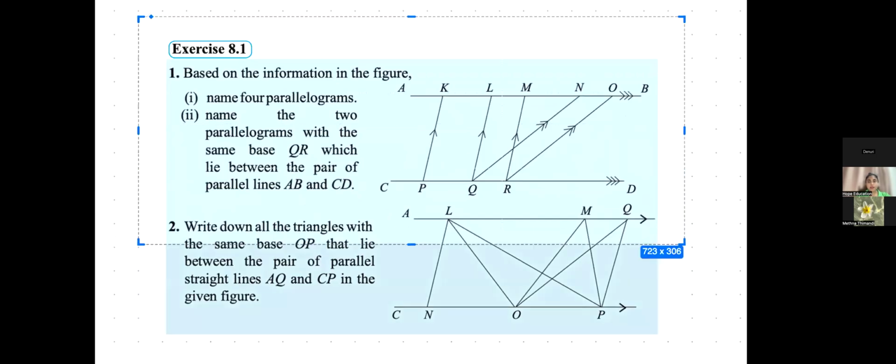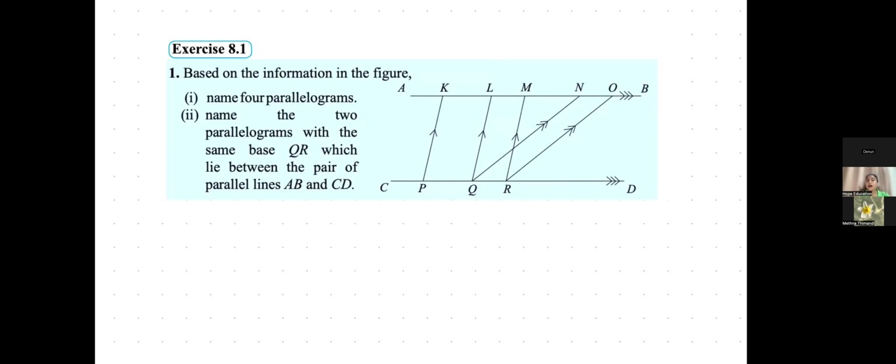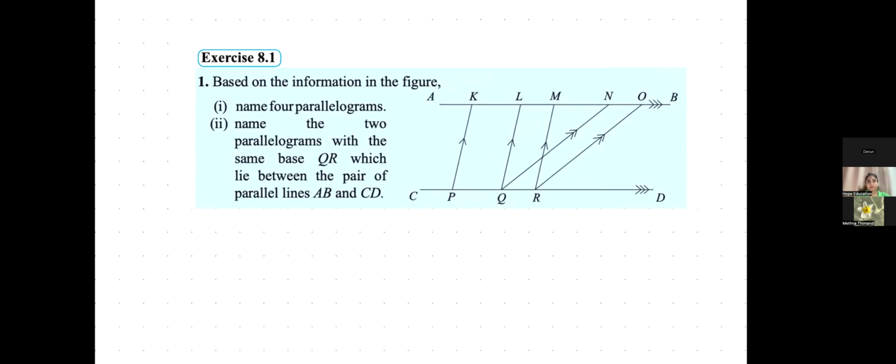Exercise 8.1, okay, you don't have to draw this diagram, huh? Just let's do it together. Let's discuss. After that, we'll discuss the answers and then I'll give you time to copy the answers into your books. For now don't rush to copy, just listen. Okay. Based on the information in the figure, name 4 parallelograms.